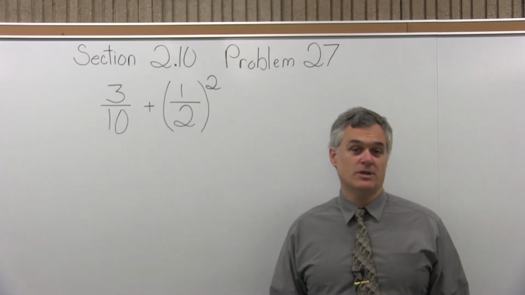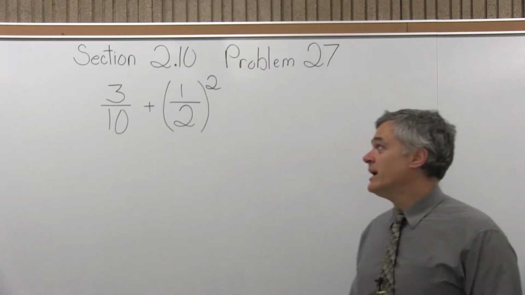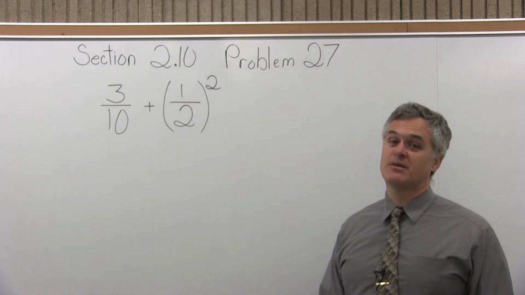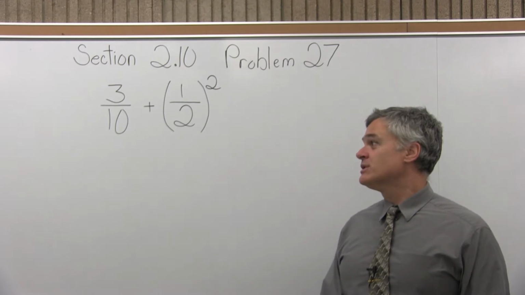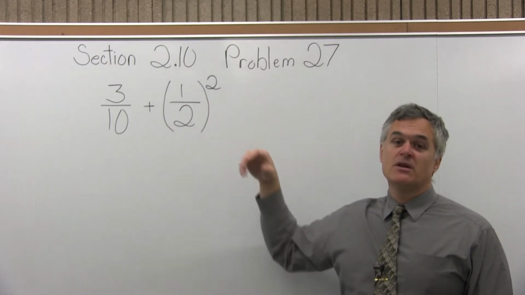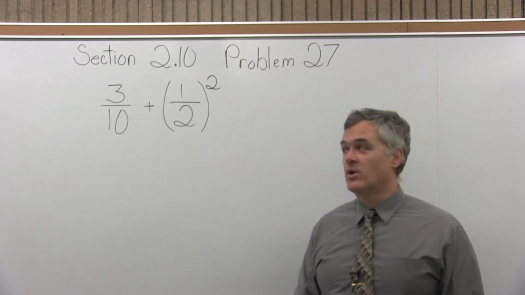This is Section 2.10, Problem 27. We have 3 over 10 plus 1/2 in parentheses raised to the second power. So there's really two things going on in this problem. We have an addition and we have an exponent. The exponent must be done before addition.